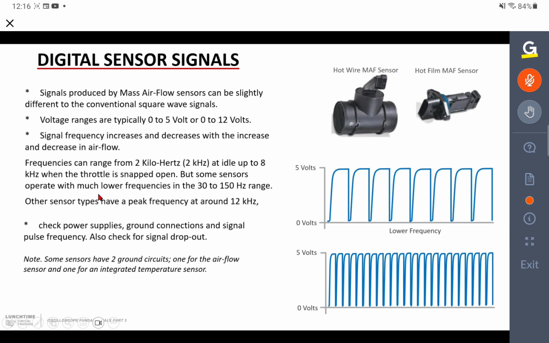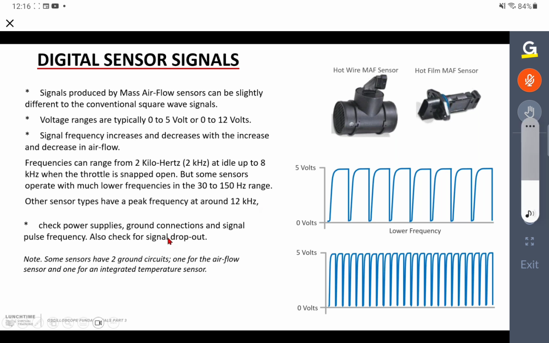Now, some sensors do operate with much lower frequencies, in the range of about 30 to 150 hertz. So not kilohertz, literally down to 30 to 150 hertz. So you'd have to adjust your time scale on the oscilloscope to make sure you could see a good representation of a few pulses. And there are a few sensors out there where the peak frequency might rise up to about 12,000 hertz. So depending on which manufacturer has produced the sensor, we could have quite a low frequency, 30 to 150 hertz, or we could end up with a higher frequency, maybe from 2 kilohertz up to as high as 12 kilohertz, 12,000 hertz.